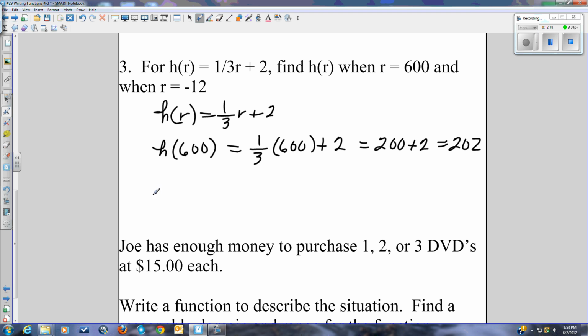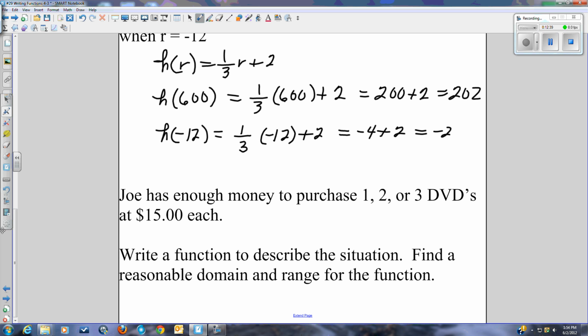Excuse me. h of negative 12. So we have 1/3 times negative 12 plus 2. Well, 1/3 of negative 12 is negative 4, plus 2 is negative 2. h of negative 12 gives you negative 2.